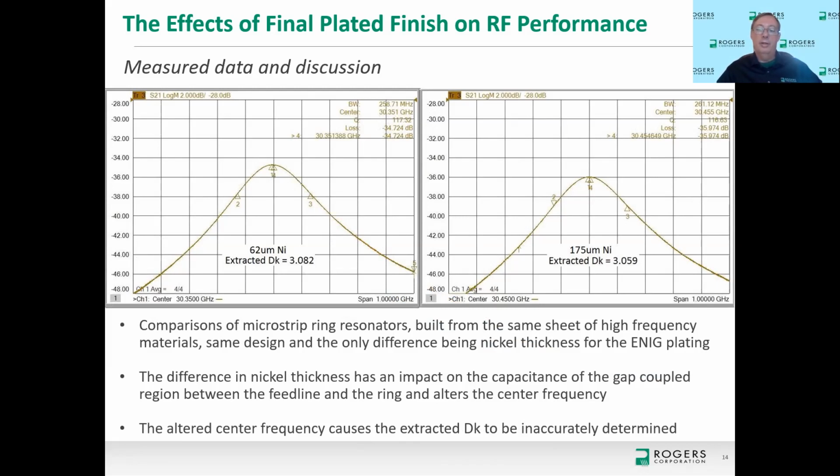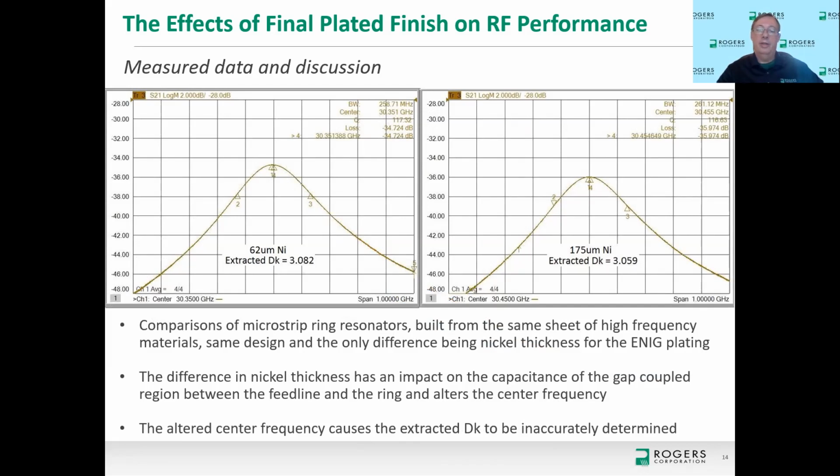But here what I'm showing is the effects of nickel thickness only. And I did that by starting off with the same sheet of material, cutting it in half, and then having all the circuits made on the two half panels at the exact same time, same everything, the exact same designs. The only difference was when I got to the point of plated finish, I had one of the half panels plated with thin nickel and the other half panel plated with thick nickel. And again, you can see there's a pretty good difference in center frequency. And as you extract that, that equates to about a difference of 0.023 in dielectric constant.